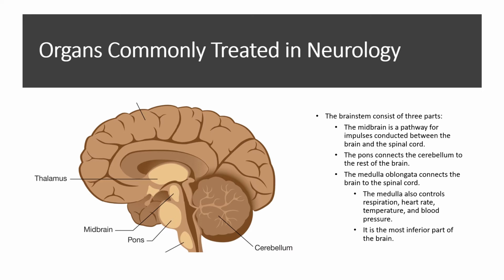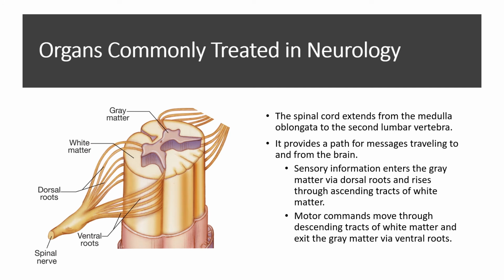The spinal cord extends from the medulla oblongata to the second lumbar vertebra, and it provides a path for messages traveling to and from the brain. Sensory information enters the gray matter via dorsal roots and rises through ascending tracts of white matter. Motor commands move through descending tracts of white matter and exit the gray matter via ventral roots.